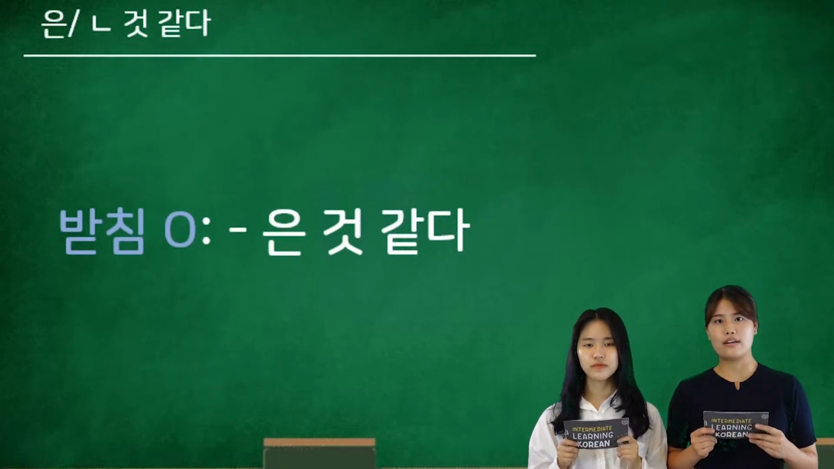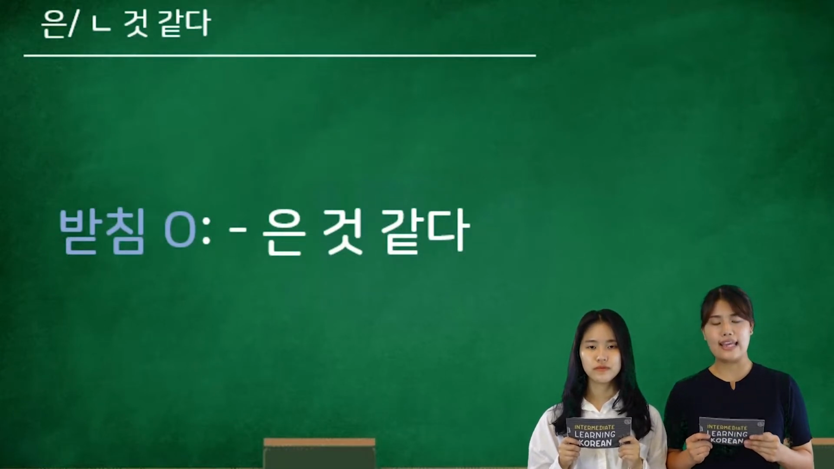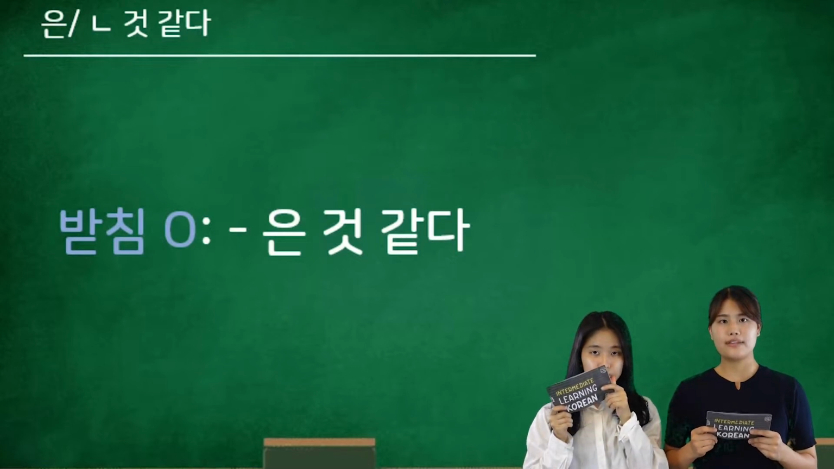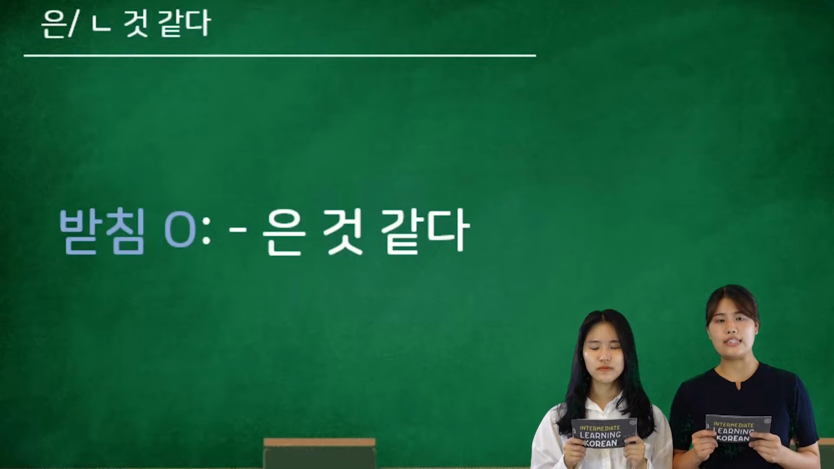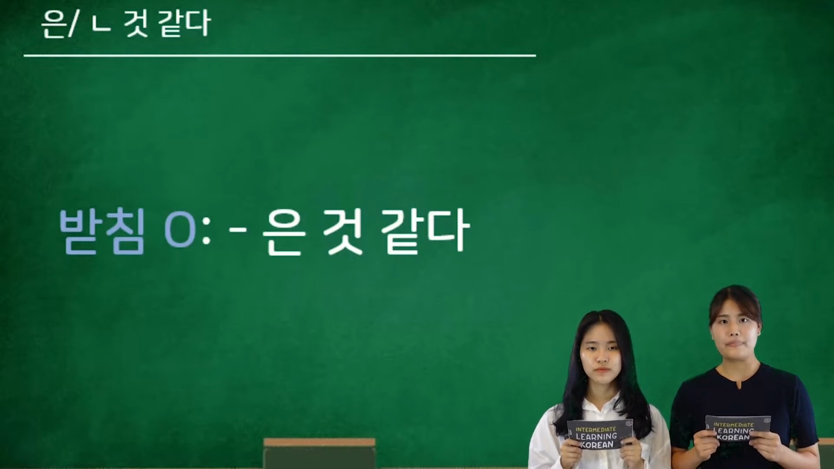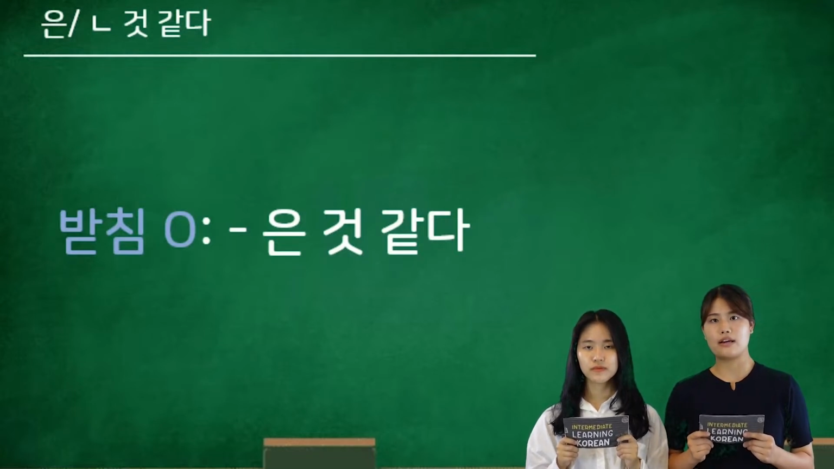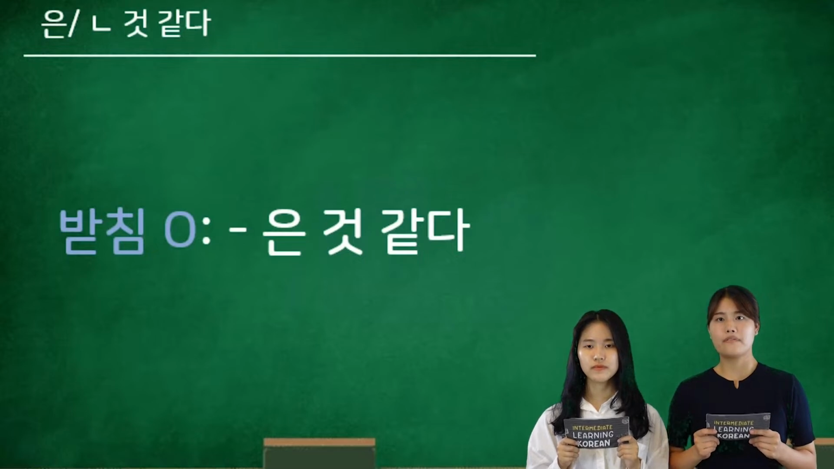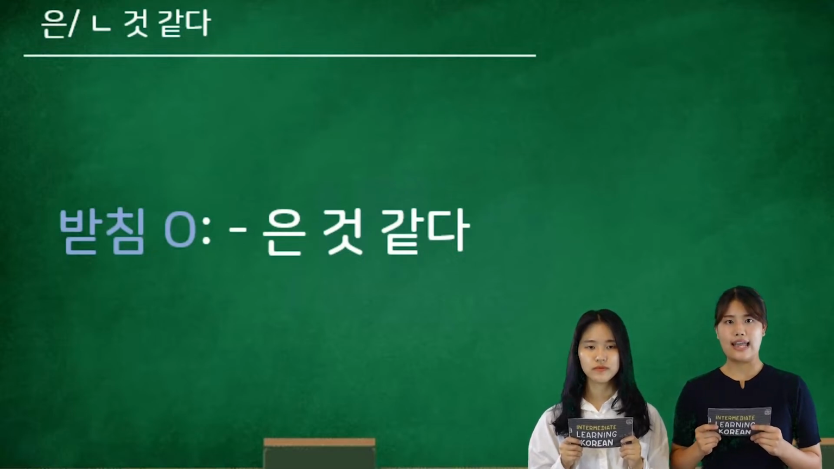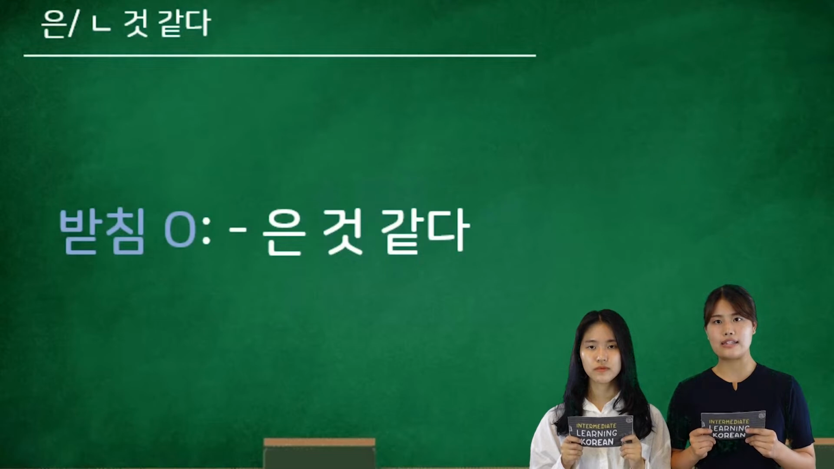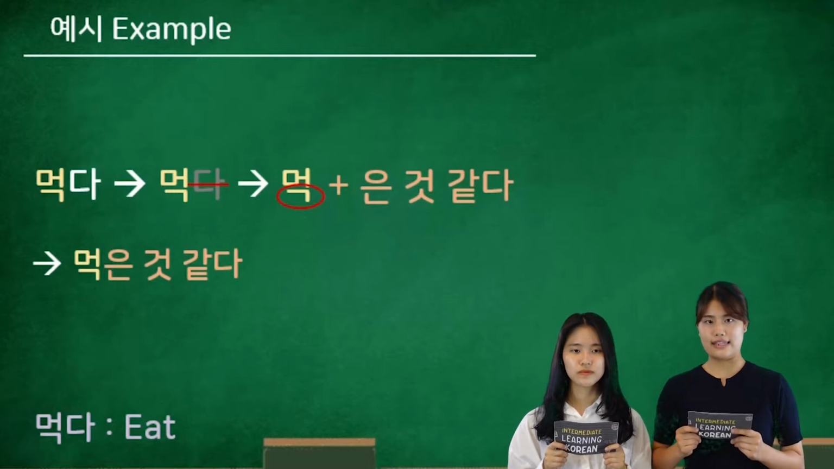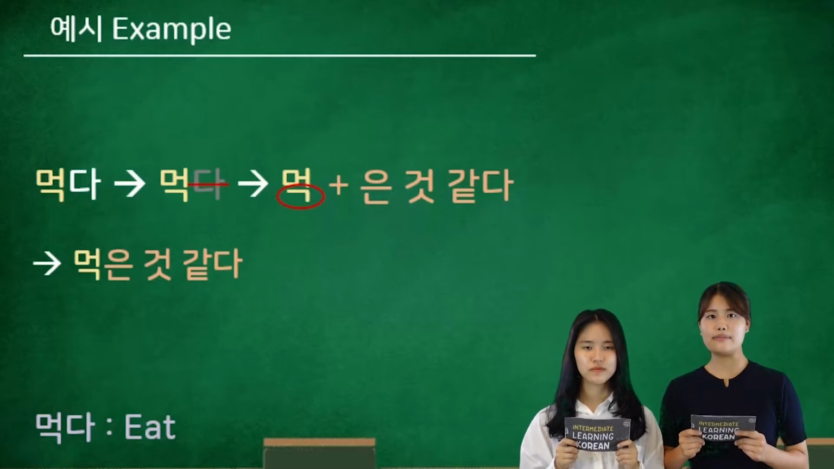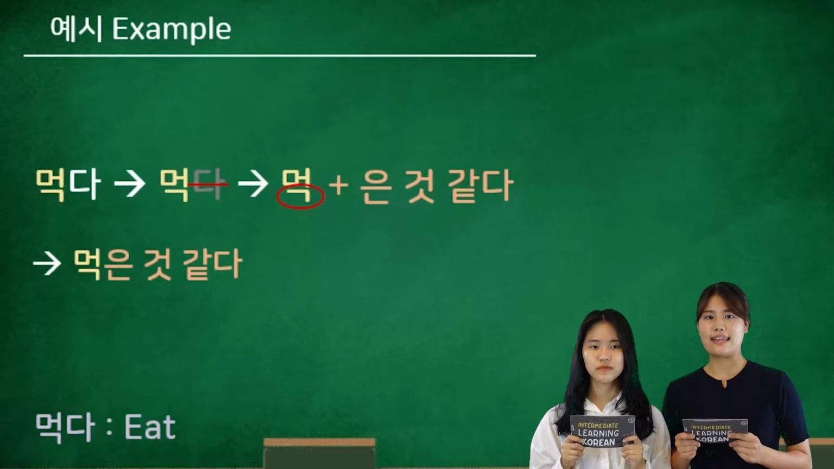Then let's see what form it is used for. Let's learn when the 은 것 같다 is used. If there is a final consonant in the stem, we can use 은 것 같다. For example, if you see the verb 먹다, first delete 다. Then see the final consonant in the stem of the verb. Then we can use 은 것 같다 after it. It becomes 먹은 것 같다.